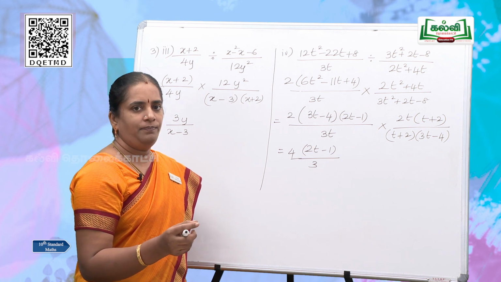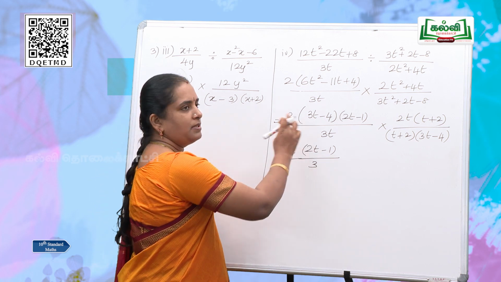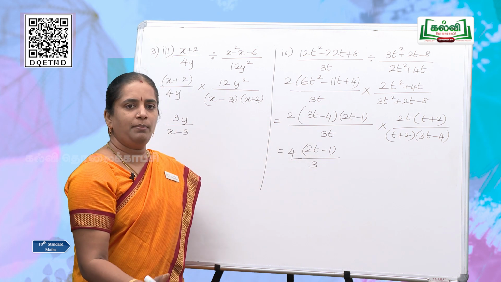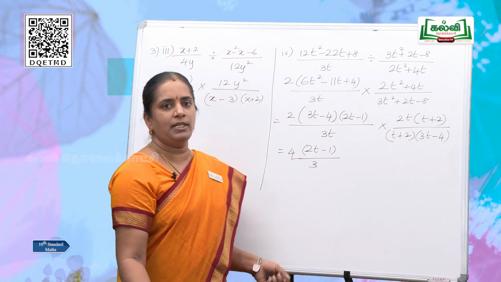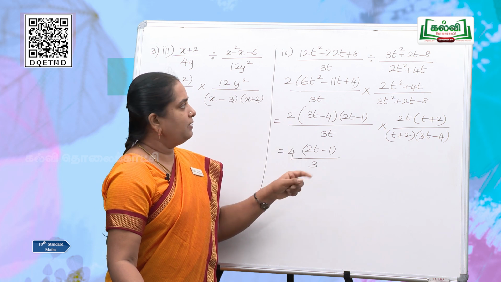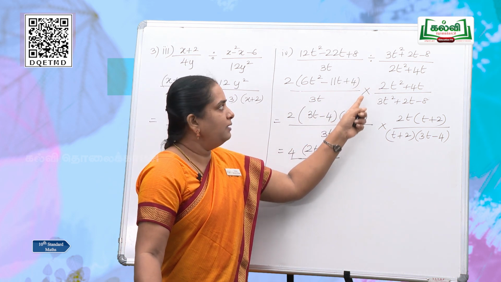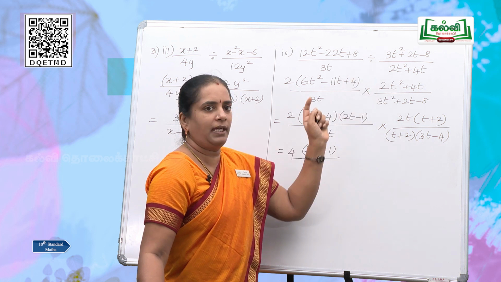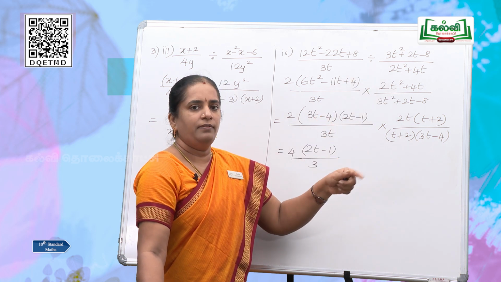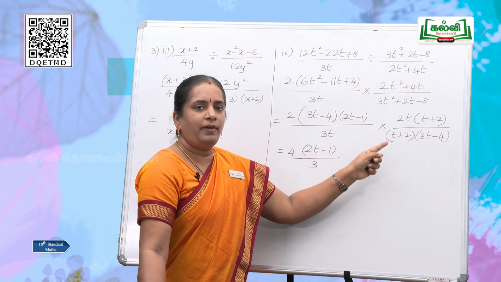8 and 3. Yes, splitting the middle term, you can arrive at the factors 3t minus 4 into 2t minus 1, taking out 2 as a numerical coefficient. And here division is changed into multiplication, and we have to change the second rational expression to its reciprocal, and then further we are going to factorize.